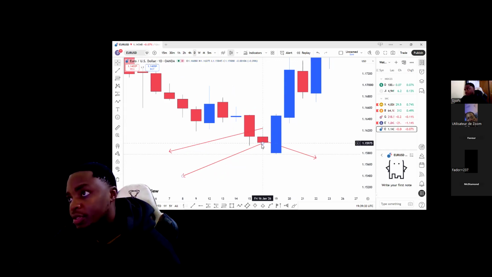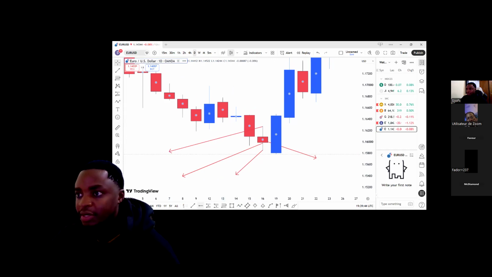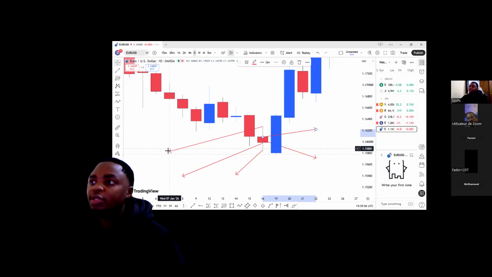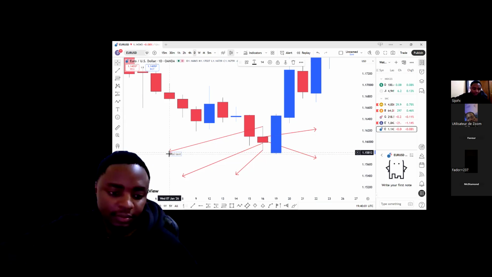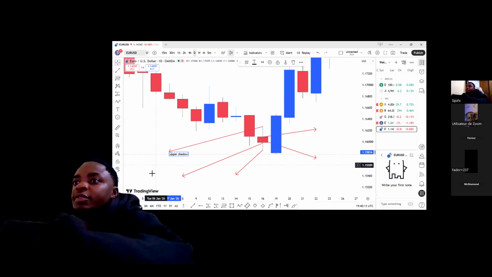So this way the candle is closing. This one is the low, and this one is the high. Okay, let me write the names. This one is the shadow, the wick. That's it, the wick. This one is the upper shadow of the candle. That's the upper shadow of the candle.